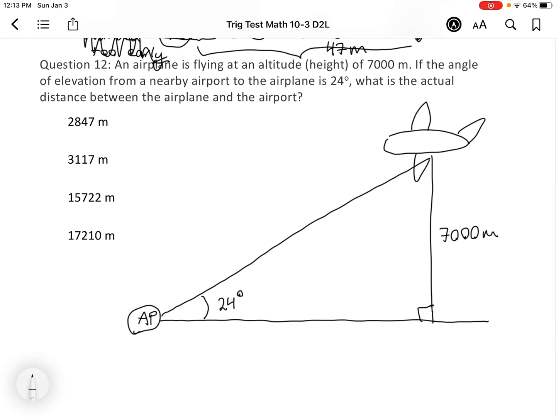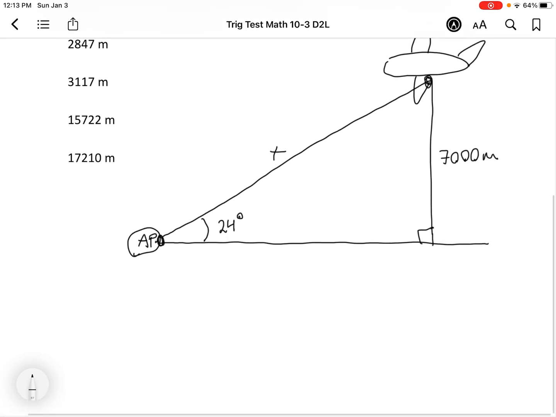Okay, and what do we want to know? What's the actual distance from the airport to the airplane? That's this. Okay, so once you have the picture, then it's just a matter of finding a side length again, right? So just like what we did before, we label side lengths. Here's my angle. Firstly, here's my right angle, so here's my hypotenuse. Across from 24 degrees is the opposite, and this is the adjacent.